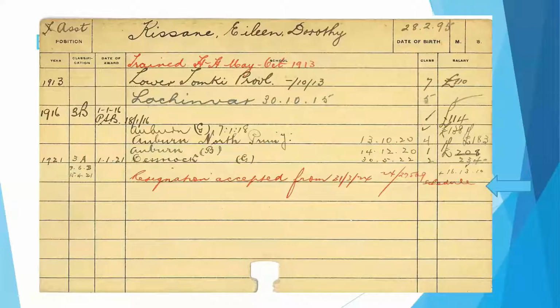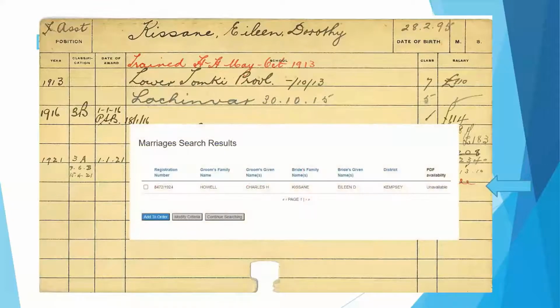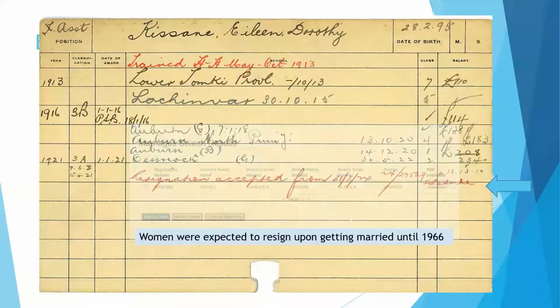Now, because I know she got married, I couldn't help myself. I did the family historian thing to do, which was look for another record. And of course, I find her being married in 1924. There's her marriage certificate. It's not her marriage certificate, it's the index result to her marriage certificate, to be correct. So now we have a connection. She resigned when she got married.